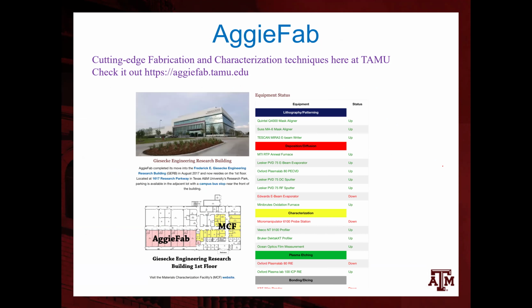And here at Texas A&M and in many universities around the world, there are many labs that are dedicated to additive manufacturing and 3D printing, whether for research or for education. So here we have the material characterization facility and the Aggie Fab, where we use advanced 3D printing and characterization methods to look at the structure also of those printed components.